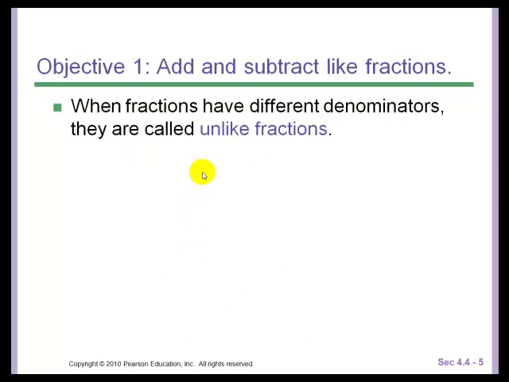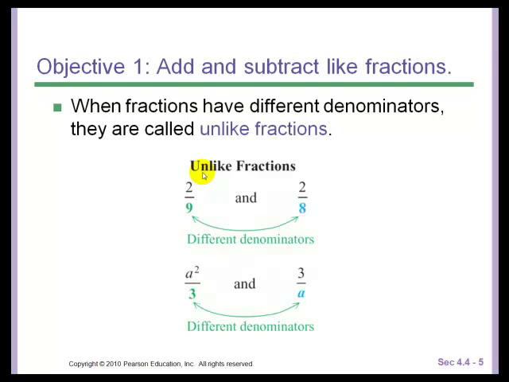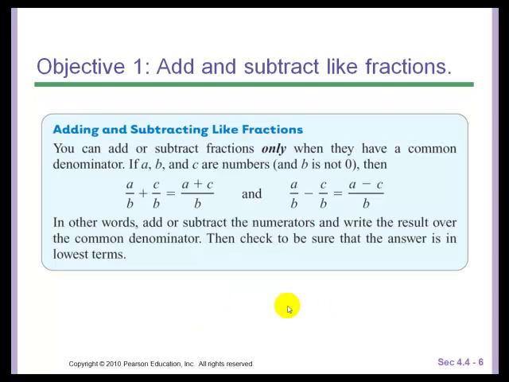When fractions have different denominators, they are called unlike fractions. Here are examples of unlike fractions. 9 and 8 are different denominators, so they are unlike fractions. 3 and a are different denominators, so they are unlike fractions.